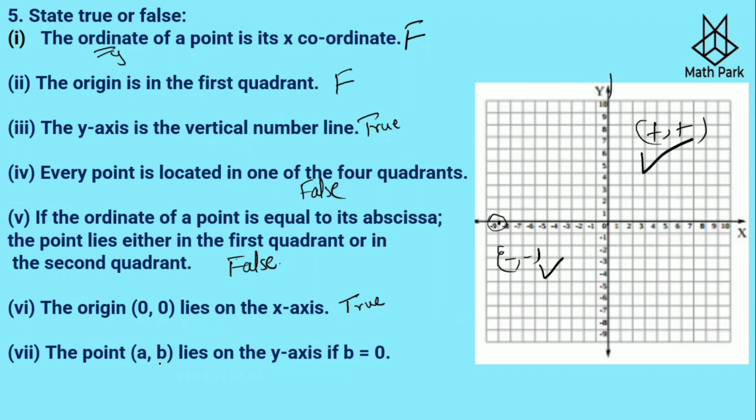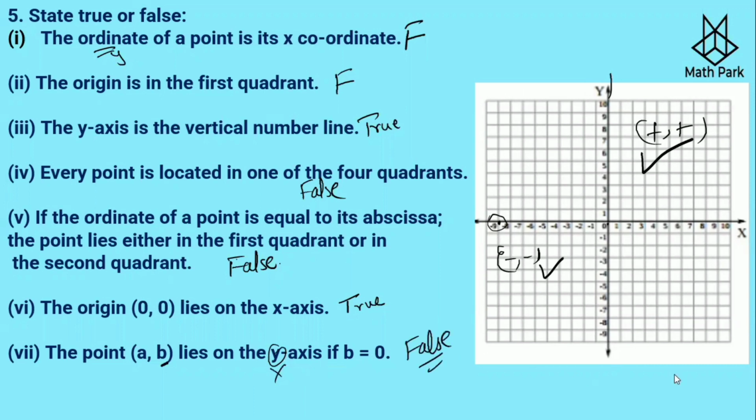Then the point (a, b) lies on the y-axis if b is equal to 0. If b is equal to 0, that means the y coordinate is 0. So the point (a, b) lies on the y-axis if b is 0. If the y coordinate is 0, the point is going to lie on the x-axis. So therefore, this is a false statement.